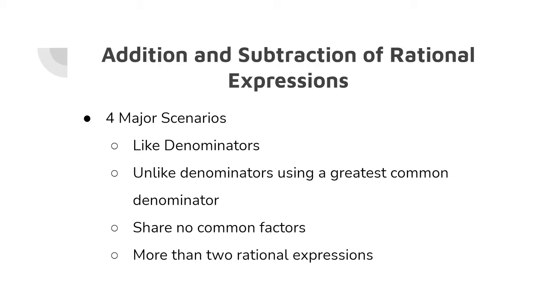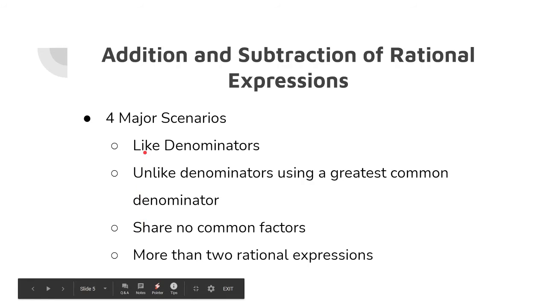Okay, now we finally moved on to adding and subtracting rational expressions. So this is actually the last aspect that we're going to learn, because there's 4 different scenarios, and it's different for each type. And I'll go over each type with an example so you can understand how to solve each one. So the 4 major scenarios are like denominators.